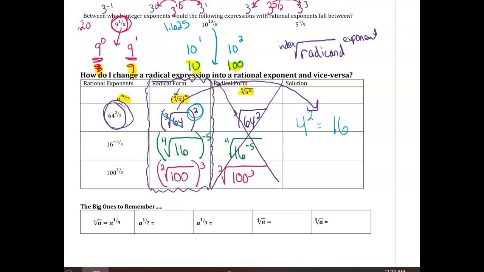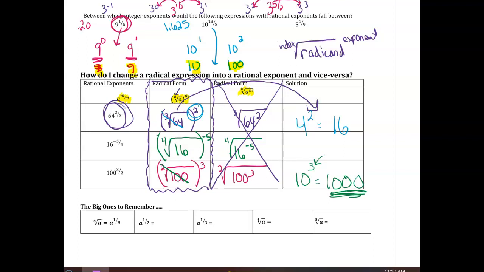So let's go to the bottom one, the one in red. So first I'm going to do the square root of 100, which is 10. And then I'm going to take that 10 to the 3rd power. So 10 times 10 times 10, and that's 1,000. A trick on tens to a power is whatever that exponent is, that's how many zeros you should have in your final answer.